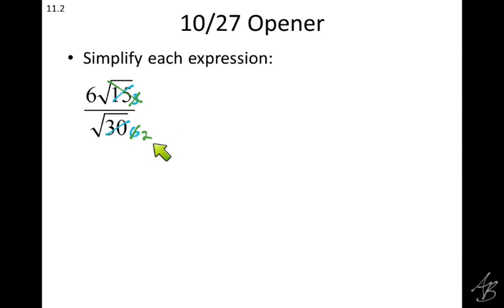Why not? 6 is on the outside, 2 is on the inside. Don't forget, since this 30 was inside the square root, these numbers we get when we reduce it are also inside the square root. So just to write down what we have at this point, we have 6 over the square root of 2.